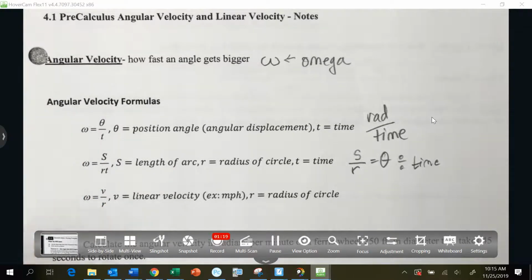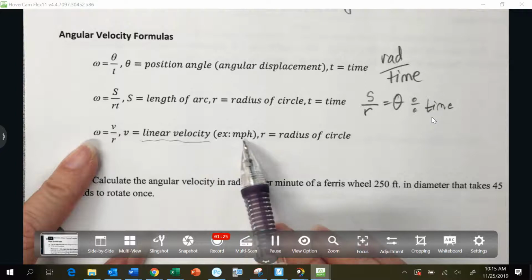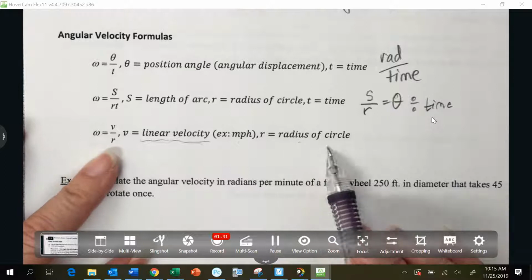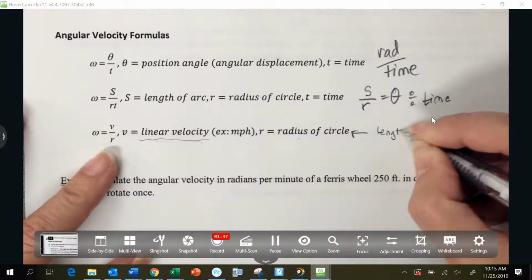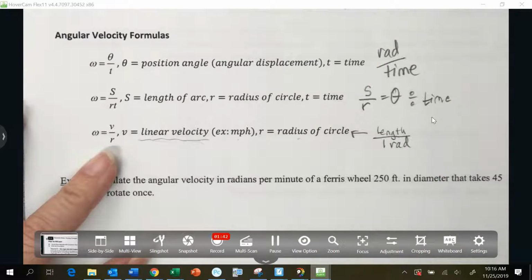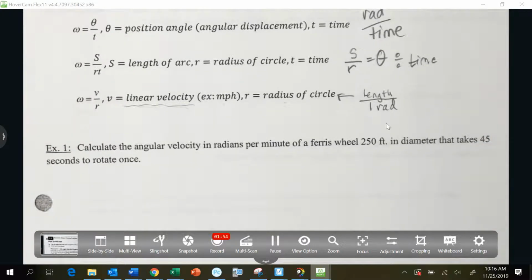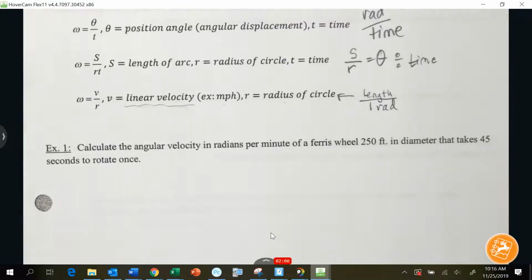And then the third one would be, if you already know the linear velocity, for example miles per hour, you divide that by the radius. And remember, the radius is length per 1 radian. If you divide the linear velocity by length per 1 radian, we can get omega, the angular velocity. So there are 3 different ways we could get it, and those are all the same formula. They're just solved for different things or using different pieces of information.